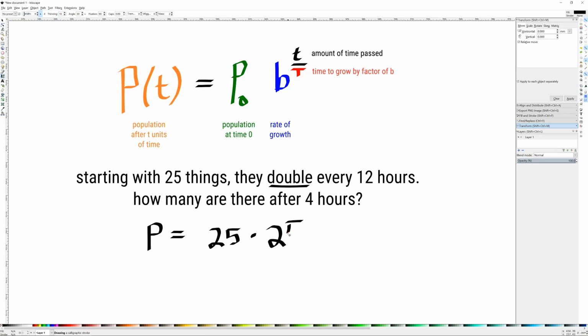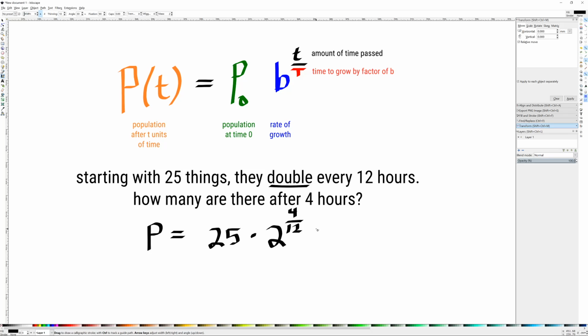So you still have, it doubles every 12 hours, so you put the amount of time that it takes to grow by this factor. The factor is 2, it's doubling. You put the amount of time it takes to double underneath in the exponent, and then you put the amount of time that has passed up top. So 4 over 12, which is 1/3. So you don't do a full doubling, you do a third of a doubling.